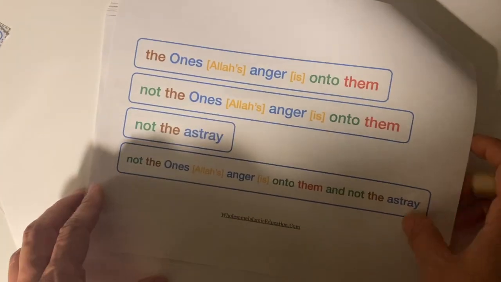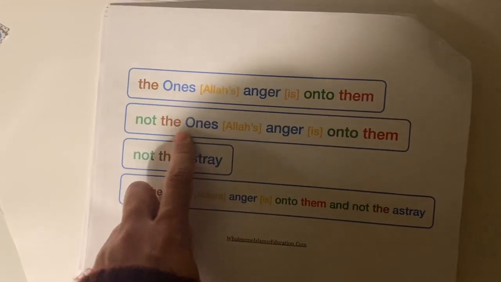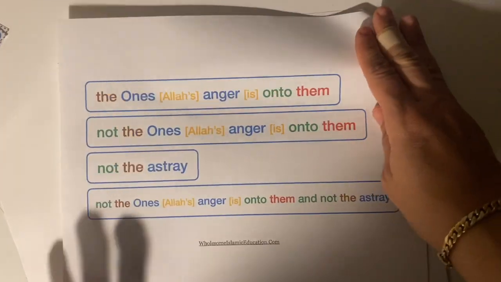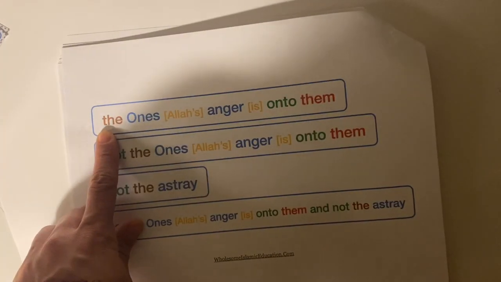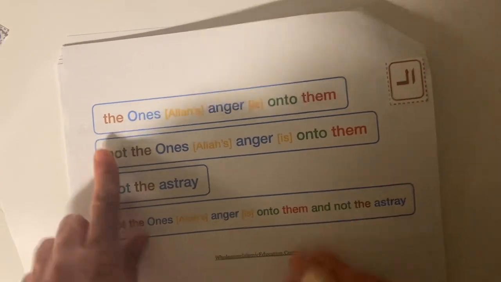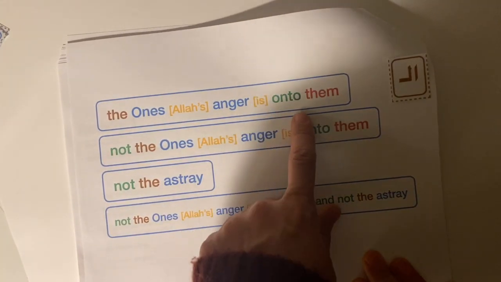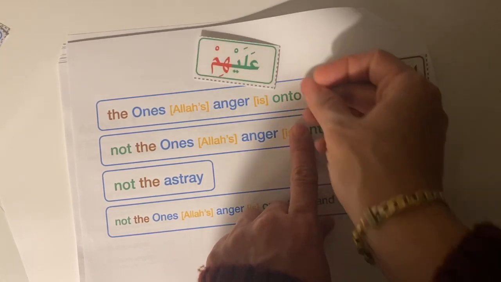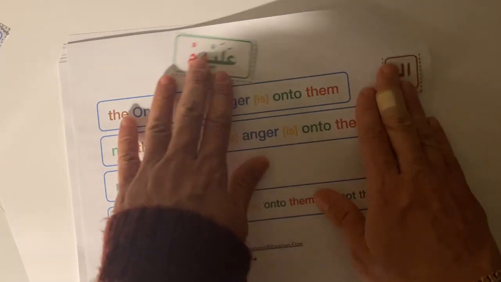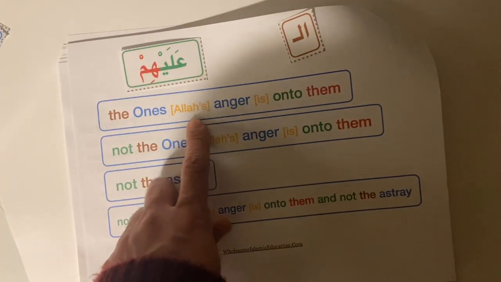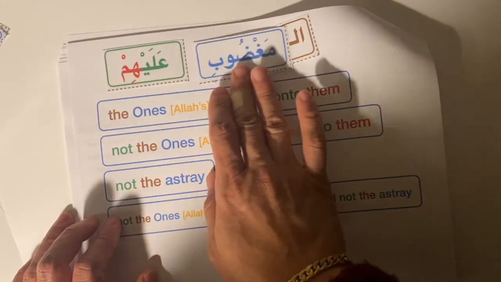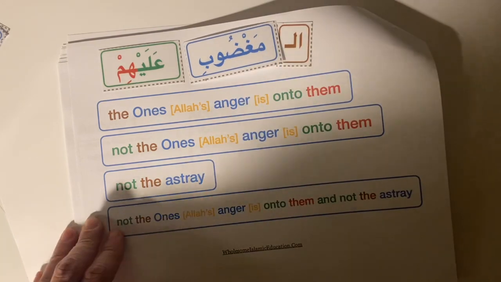Now let's move on to the second part of this ayah. Okay, the ones Allah's anger is onto them. Okay, that's a long one. So we have the over here, and Allah's anger is, and then onto them. We have green and red over here. Then we have alayhim. That's what's onto them. Okay, but what is the ones Allah's anger is onto them? So that is maghdub, comes from ghadab. Ghadab means anger, right? Al-maghdub alayhim.